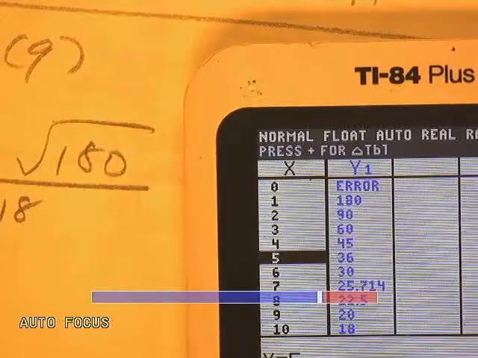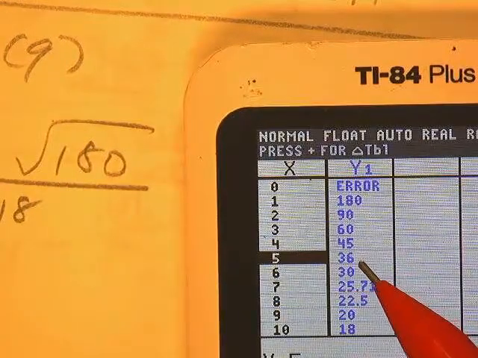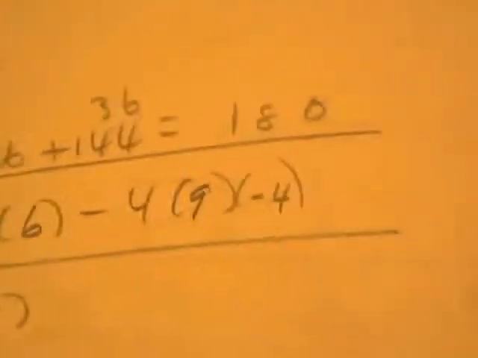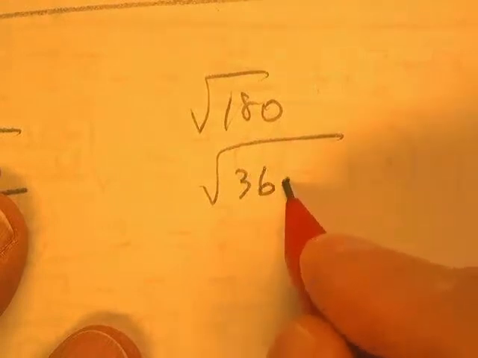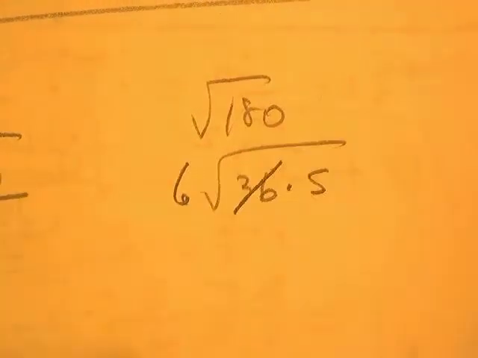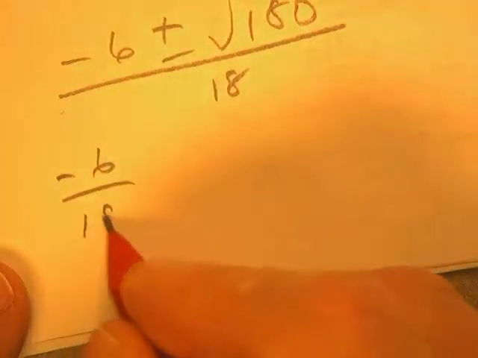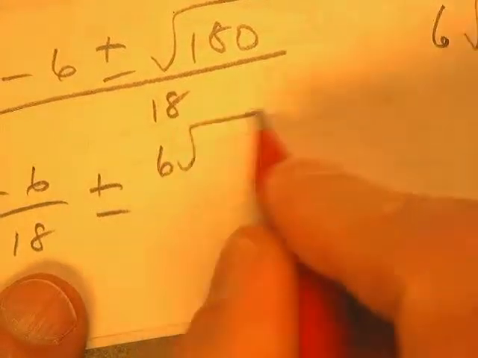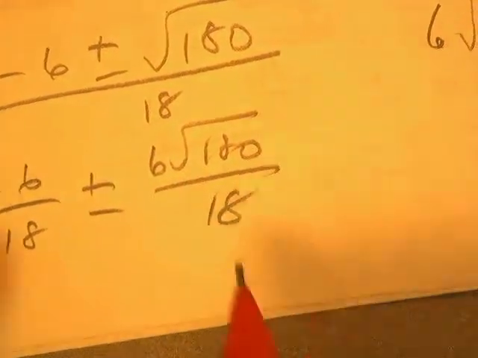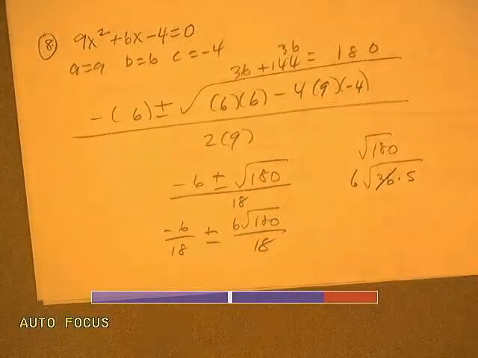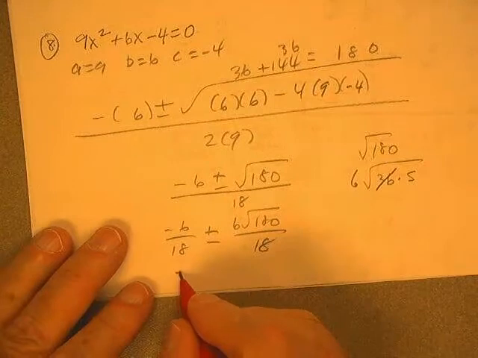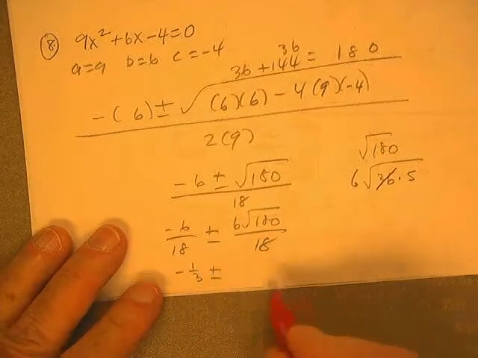The square root. Think about this. The square root of 36 is 6. So 180 turns into 36 times 5, but the square root of 36 is 6. So we're going to pull a 6 out to the front. And while we're at it, let's change from a giant fraction over to separated fractions. So this is going to be negative 1/3 plus or minus.